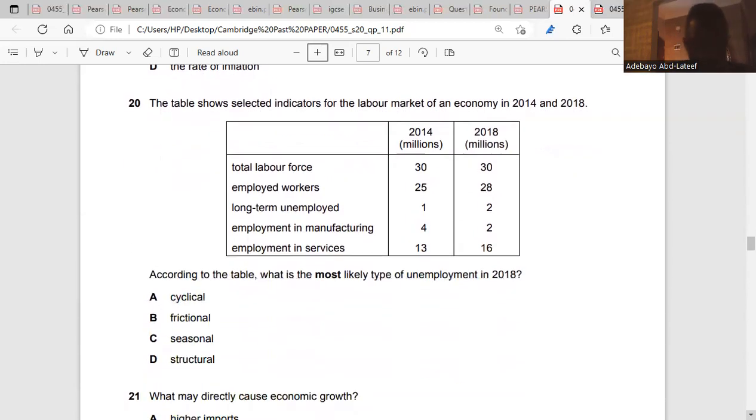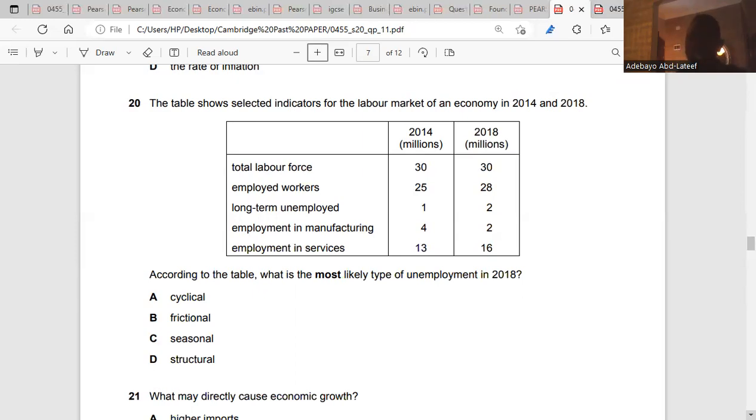20. The table shows selected indicators for the labor market of an economy in 2014 and 2018. According to the table, what is the most likely type of unemployment in 2018? In 2014, the total labor force was 30 and the same as in 2018. In 2014, the employed workers were 25. It increased to 28, which is good for the economy. Long-term unemployed were 1. It increases to 2. Employment in manufacturing was 4, it reduces to 2. Okay. Employment in services was 13, it increases to 16.